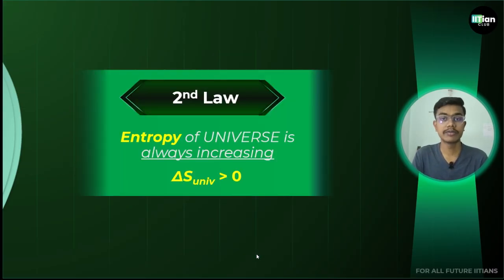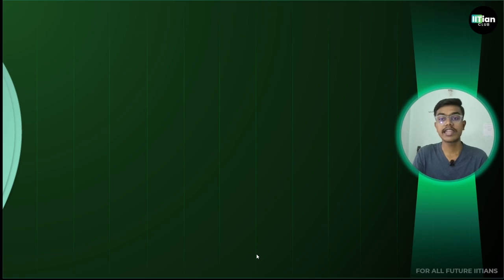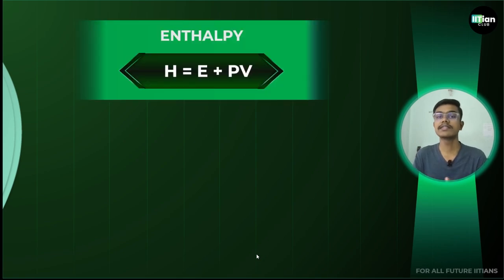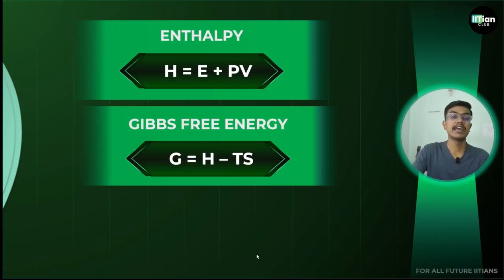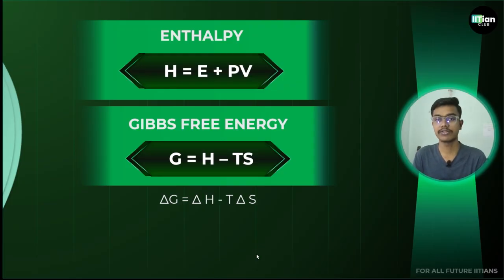And the second law of thermodynamics states that the entropy of the universe is always increasing, that is, delta S universe is greater than 0. The next one is enthalpy. Enthalpy is H and its relation with the internal energy E and PV is given like H is equal to E plus PV. Gibbs free energy is the capacity of the system to do useful work. It measures that. And G is equal to H minus TS. And delta G is equal to delta H minus T delta S for a constant temperature.